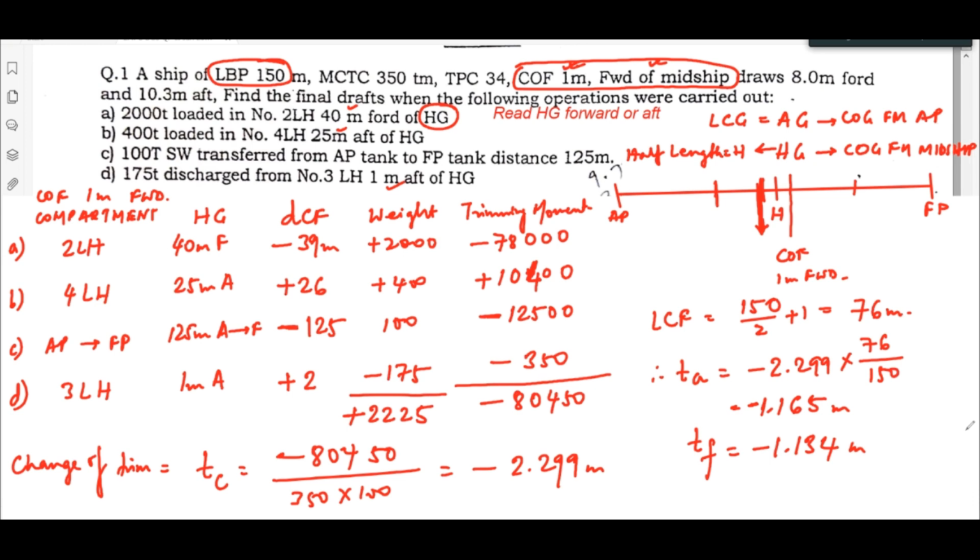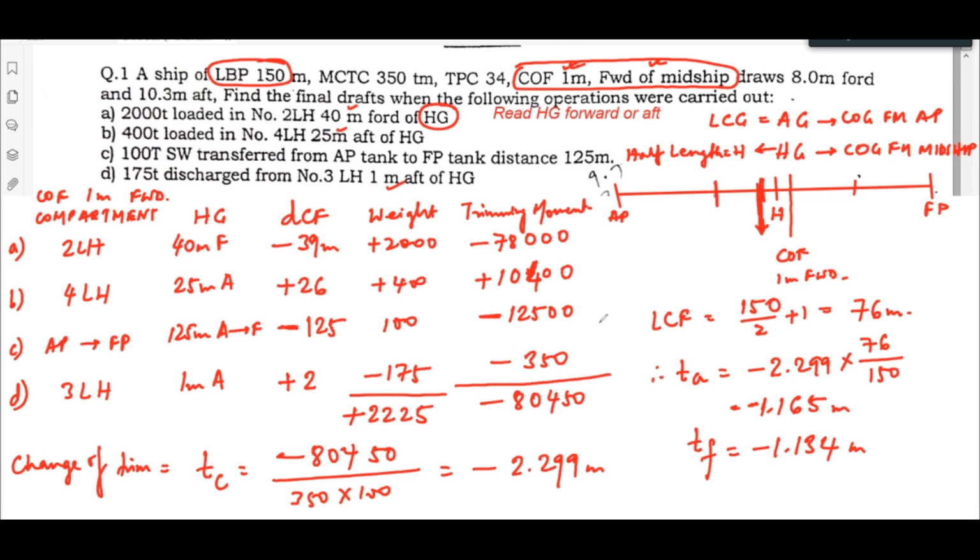सर ये LCF वाला 150 डिवाइड बाय 2 + 1 कैसे किया सर? Because हमको जो COF दिया हुआ है in the first line, it says that the center of flotation is 1 meter forward of midship. So center of flotation is given with respect to midship, and that is why सबसे पहले we found out midship. How much is midship? 150 by 2. And then we see whether it is forward or aft. उसको ऐड कर दिया 1 मीटर आगे तरफ.